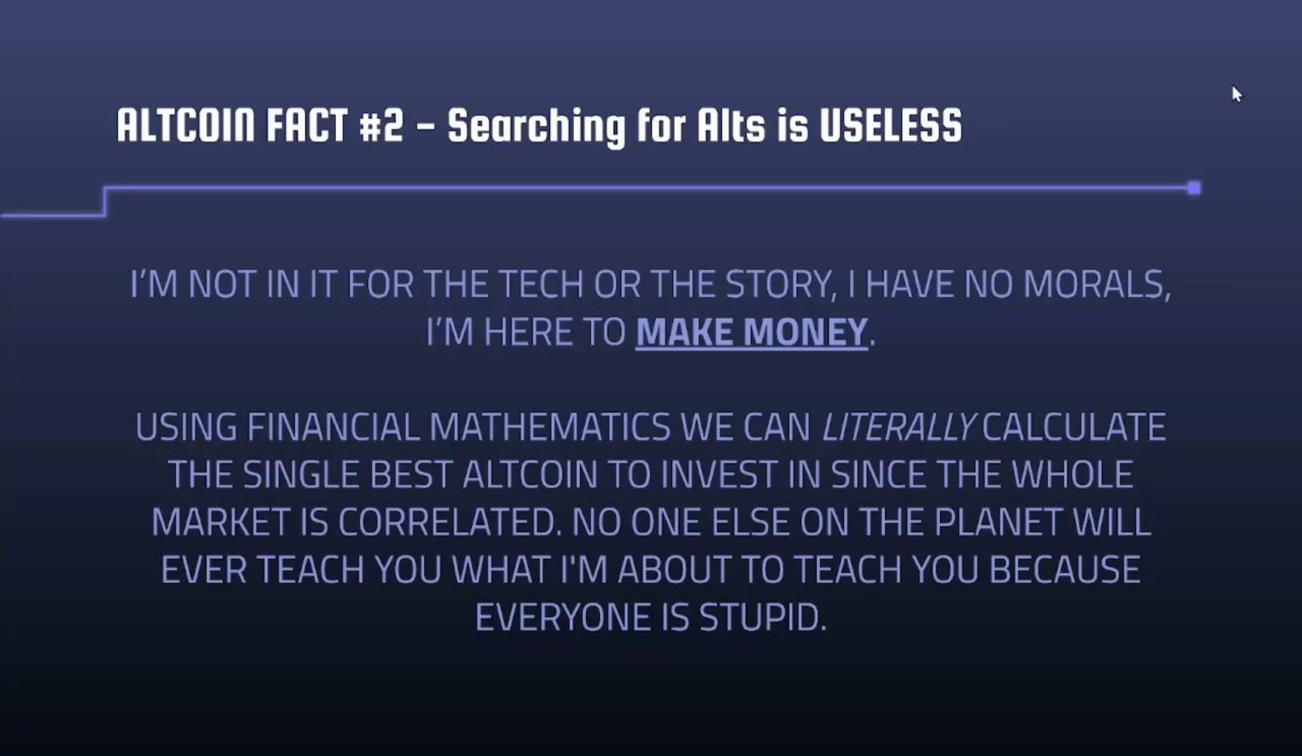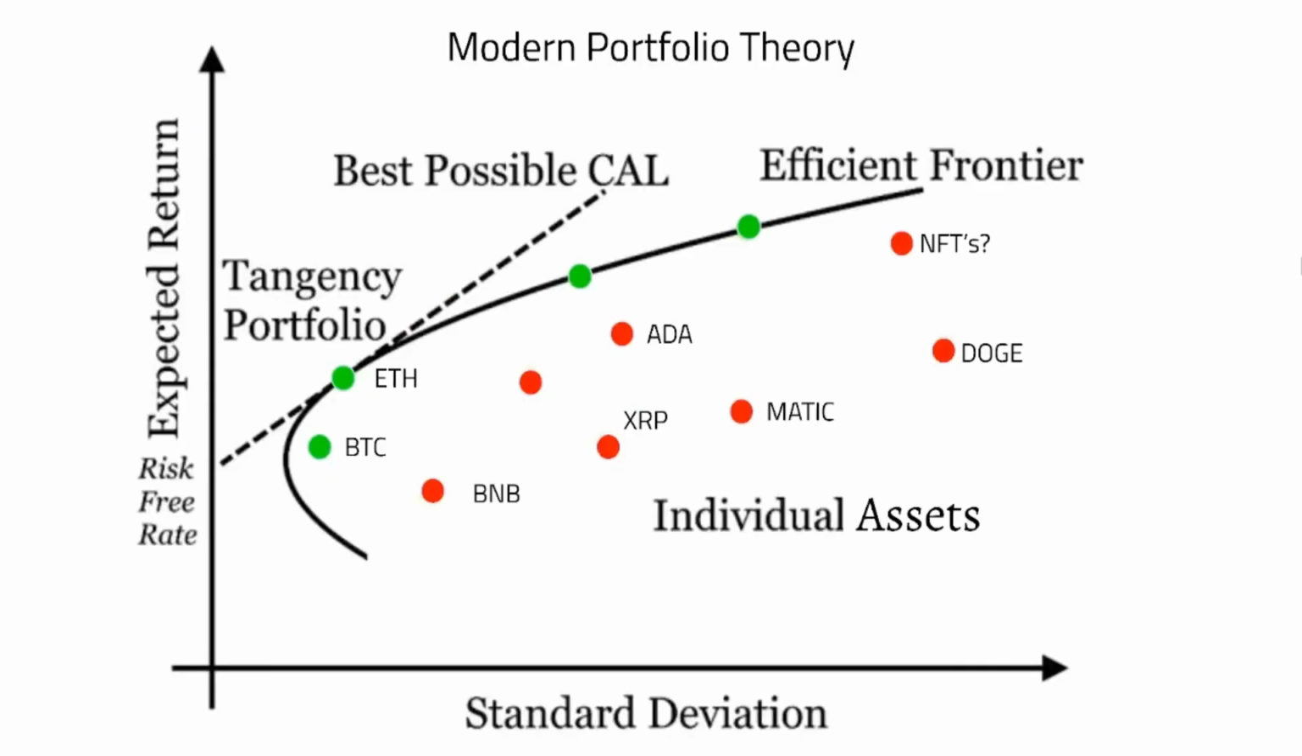You should be too. Using financial mathematics, we can literally calculate the single best altcoin to invest in, since the entire market is correlated. No one else on the planet will ever teach you what I'm about to teach you, because everyone's stupid. So, we're going to spend a bit of time on this one. This is modern portfolio theory. This is essentially the holy grail of asset selection. And we're going to move through it one step at a time.